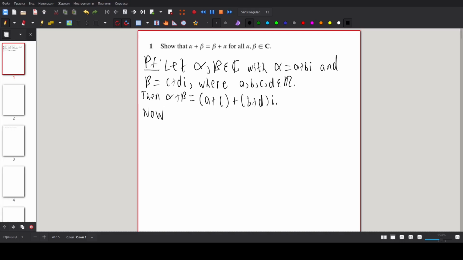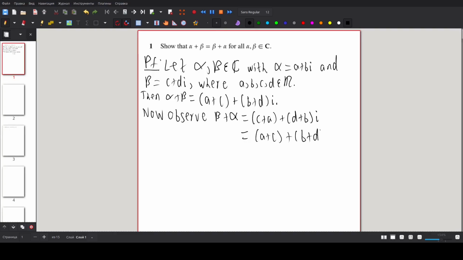Now observe that beta plus alpha, I wrote this in a bad spot, is going to equal, well, if we do it just flipped, that's going to be b plus a. No, whoops, sorry. Already messing up. Wait, so we flip this. Yeah, c plus a, there we go, my bad, plus d plus b i. But that is going to equal a plus c plus b plus d i.